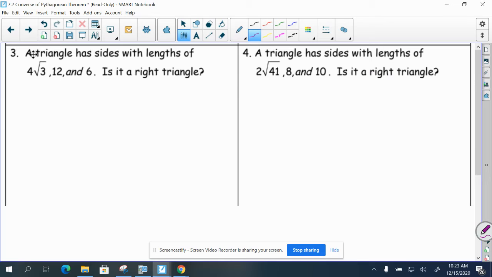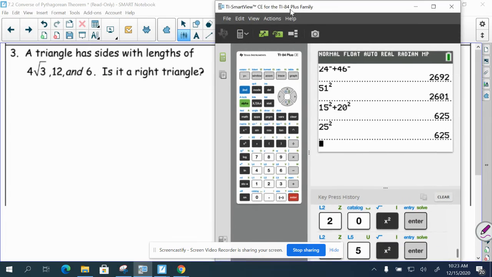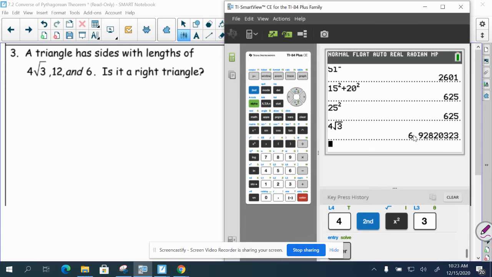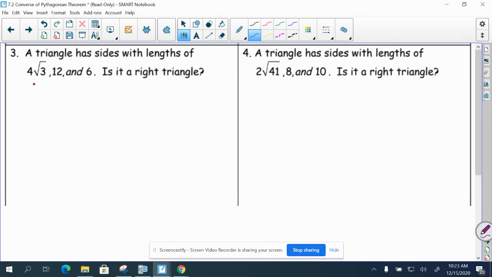All right. And then how about for number 3, a triangle with side lengths of 4 square root 3, 12, and 6. Well, 12 sounds like it should be the longest side, but what about 4 square root 3? One thing you can do is type in 4 square root 3 to double check that it's not greater than 12. So 4 square root 3 is only 6.9. The other way you can determine that is, if 4 times 3 is equal to 12, the square root of 3 is smaller than 3. So 4 square root 3 would have to be smaller than 12.